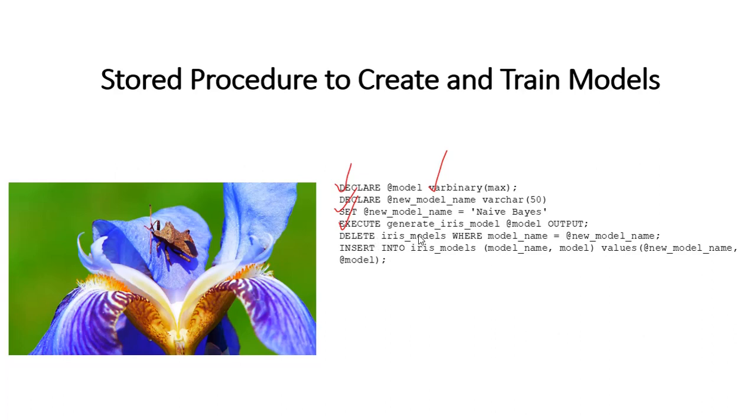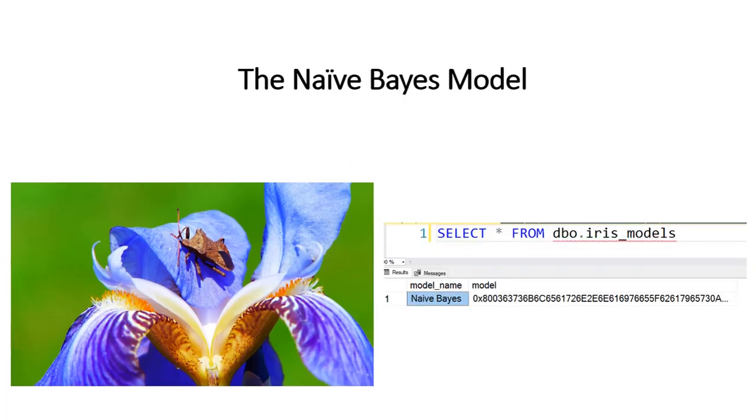We are going to get rid of any old rows that we ran in our models table. Then we insert into the models this new one that's created by executing the stored procedure. Once we've executed the last code on our last slide, we can do a select star from iris models, and this is our output. The model name is naive Bayes, and this is that hexadecimal object output that we have stored here in this table.